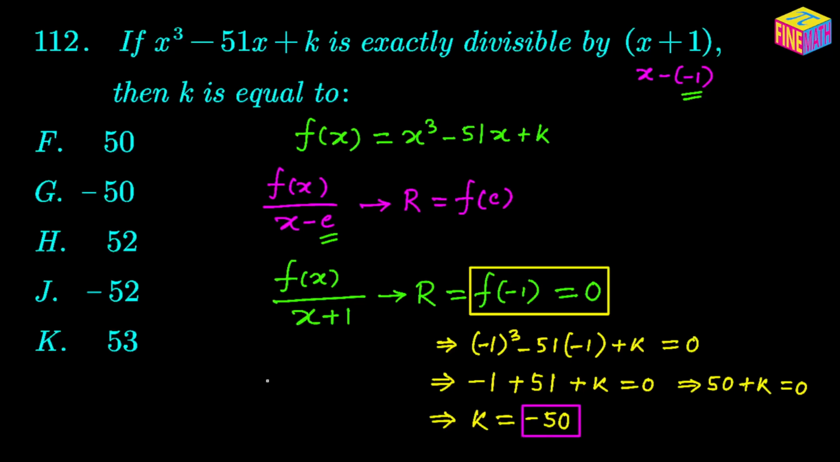And if you look at our answer options, we have negative 50 under option G, so option G would be the correct option. I hope everything made sense.